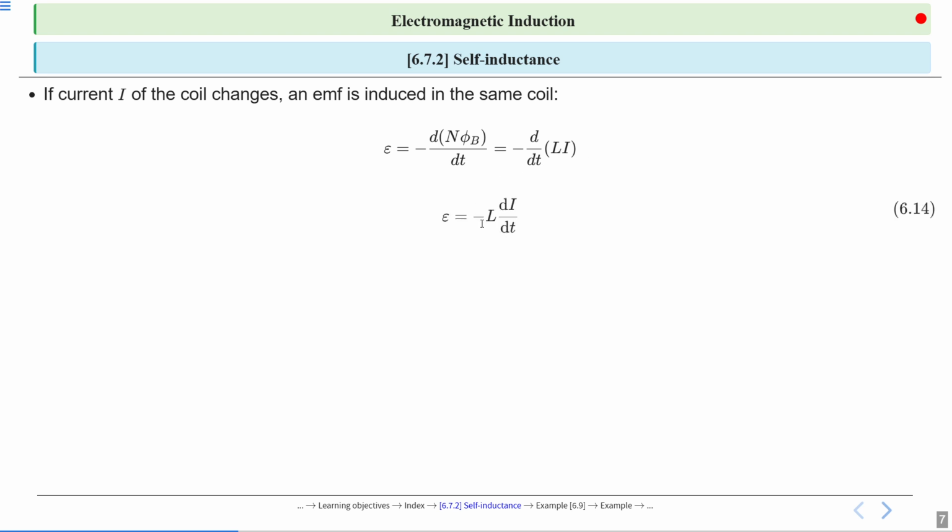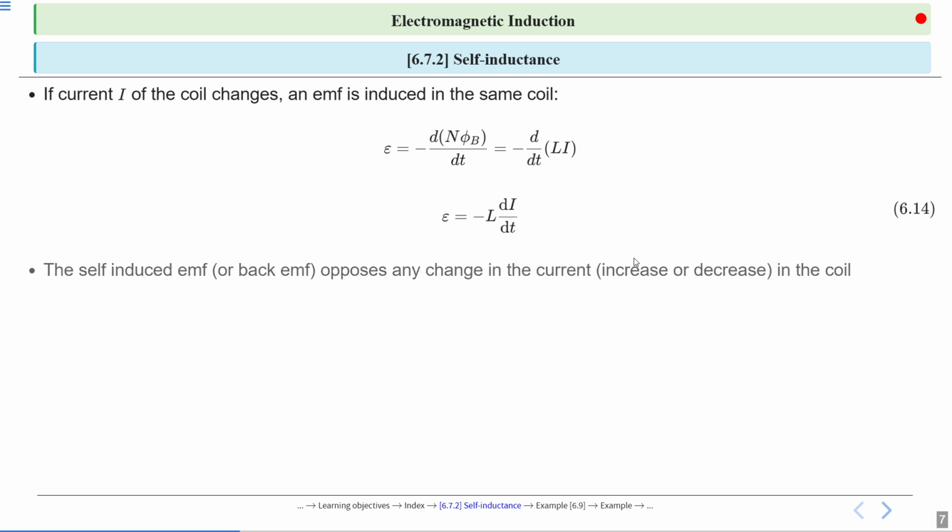So epsilon is equal to minus L. L is the constant of proportionality, so it will come out of the derivative. So epsilon equals minus L di by dt. Mark it as equation 6.14.